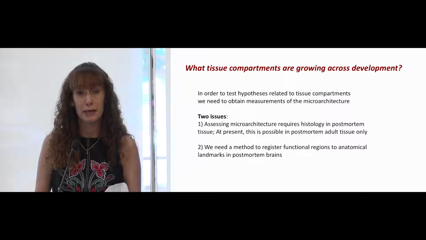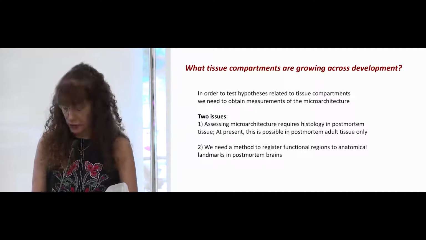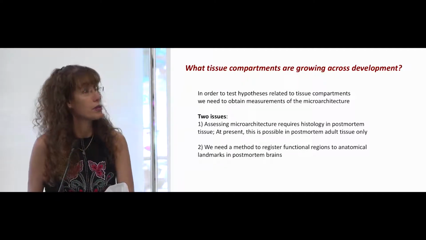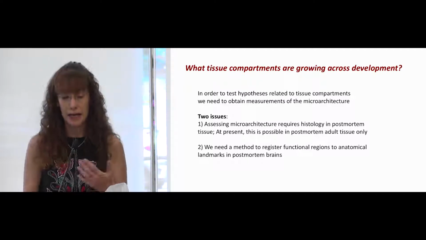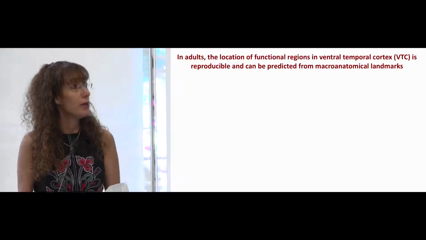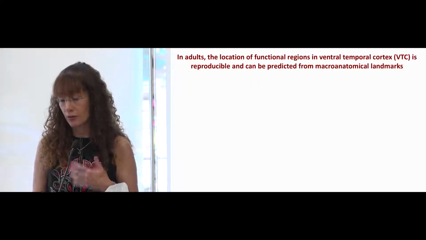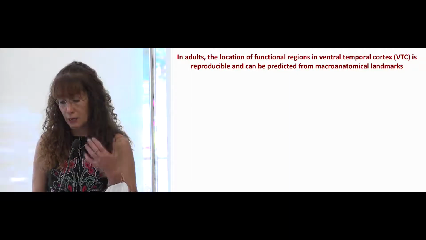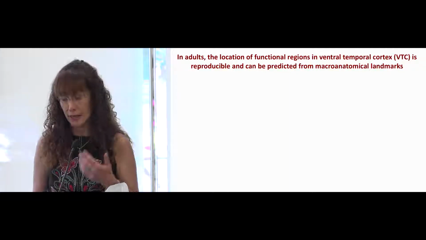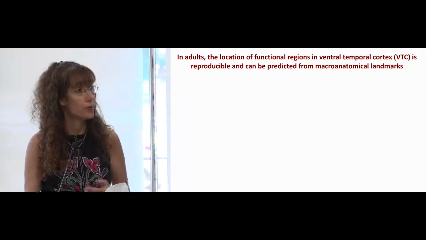I wanted to show you some data that would give us some insight about what might be the underlying compartments of tissue that might be developing. One of the things that comes to our aid is that in work that I've done with Kevin Weiner, we found that there is very reproducible structural-functional coupling in the ventral temporal cortex in adults.